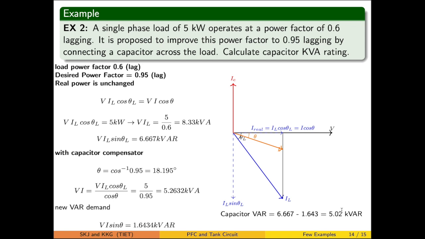Now, a single phase load of 5 kilowatt is operating at a 0.6 lagging power factor, and by placing the compensator it is desired to improve the power factor to the level of 0.95 lagging, and we have to calculate the capacitor rating likewise.